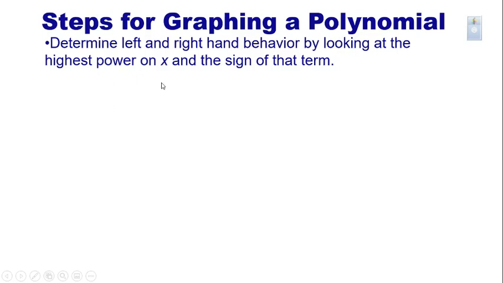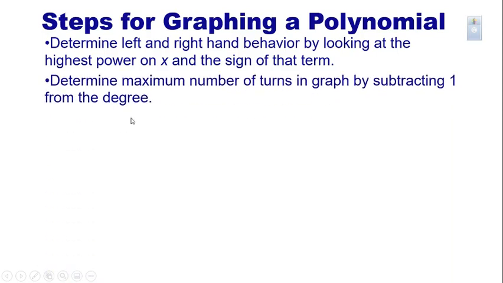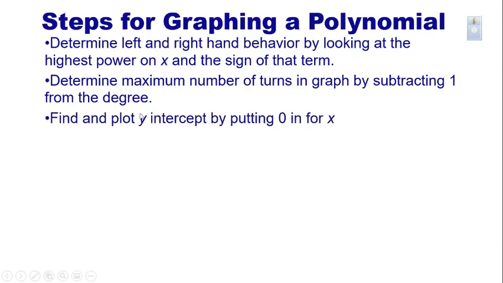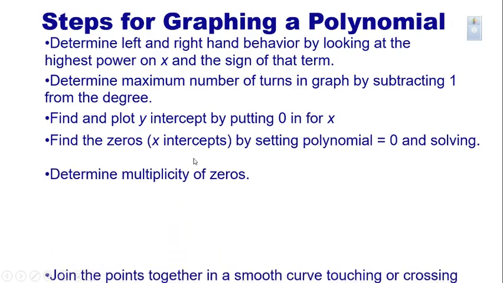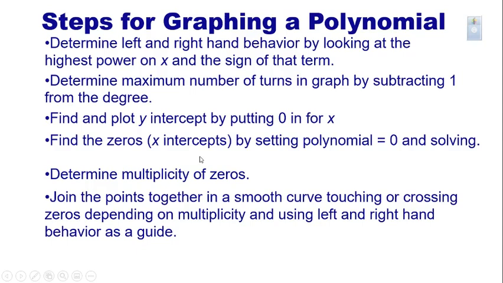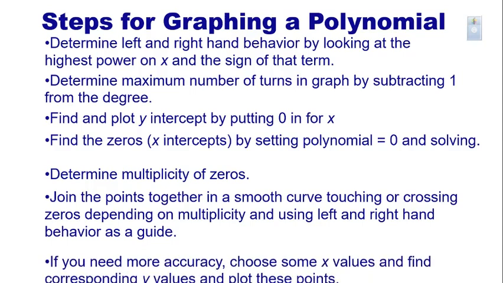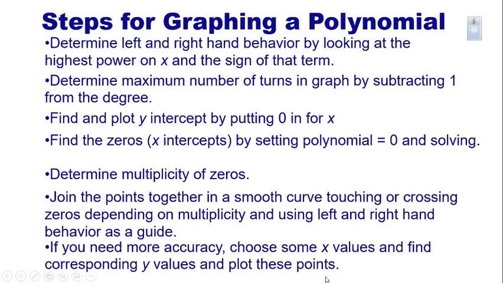We determine the left and right end behavior by looking at the leading term. We identify the maximum number of turns as a guide. We identify the y-intercept. We find the x-intercept by plugging in 0 for y and solving for x. We determine the multiplicity of each zero, which tells us whether the graph crosses or touches the x-axis, and then we plot a few extra points to help us identify some reference points, and then we use a smooth curve to join those points.